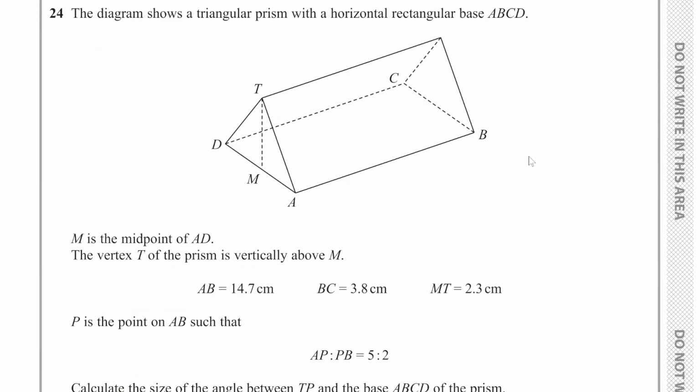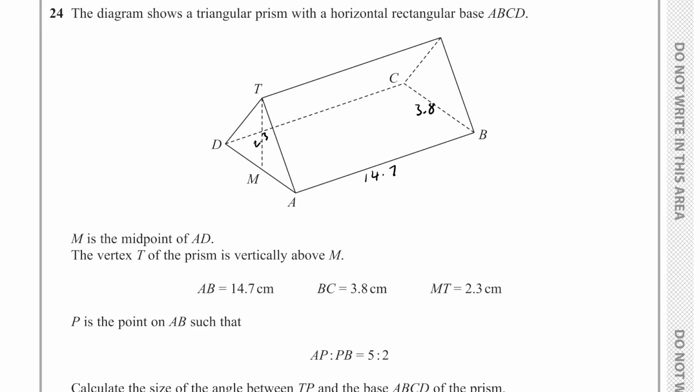Question 24. The diagram shows a triangular prism with a horizontal rectangular base, ABCD. M is the midpoint of AD. The vertex T is vertically above M. A to B is 14.7. B to C is 3.8. And M to T is 2.3.